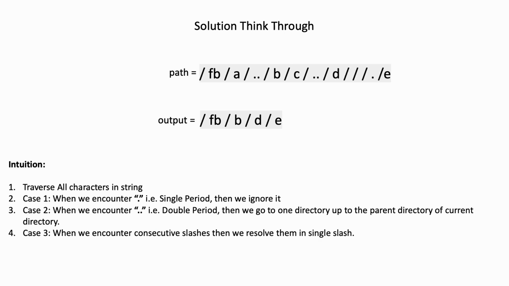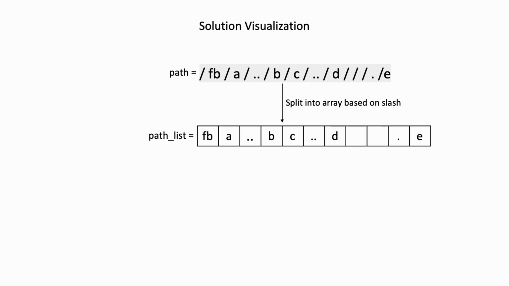After understanding the question better, we get this intuition that we need to traverse all the characters in the string and then apply the elimination rules. If we encounter a single dot, then we ignore it. If we encounter a double dot, then we go one directory up. If we encounter consecutive slashes, then we resolve them into a single slash. Let's look at the solution visualization.